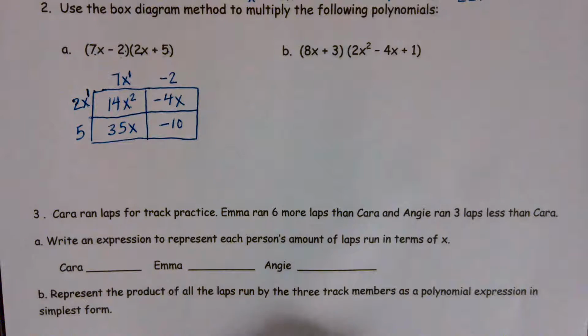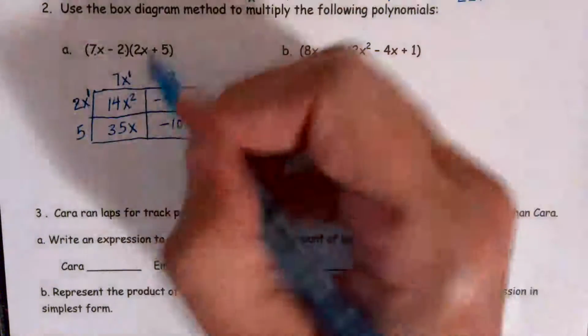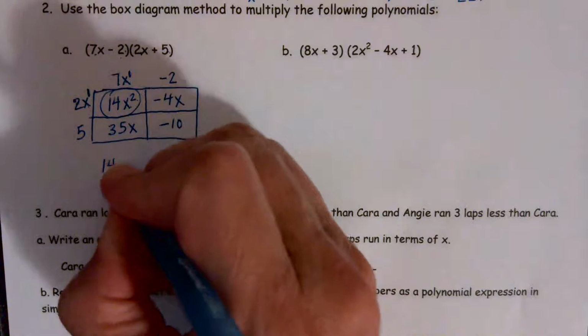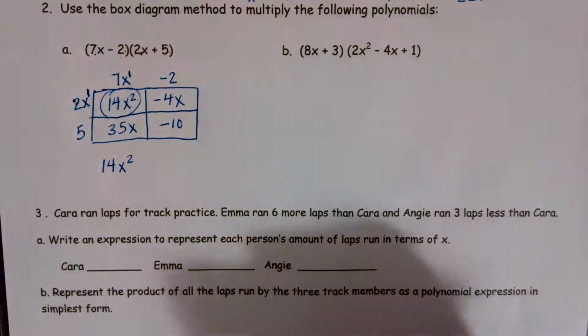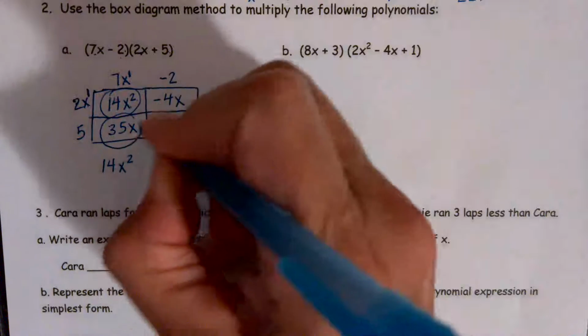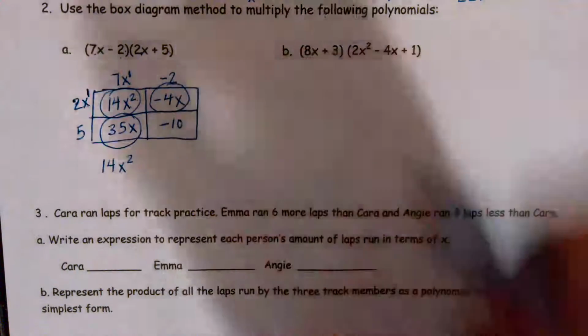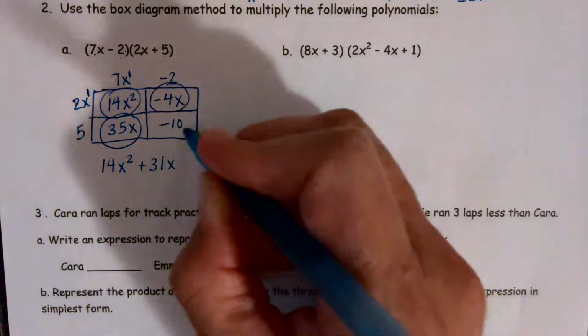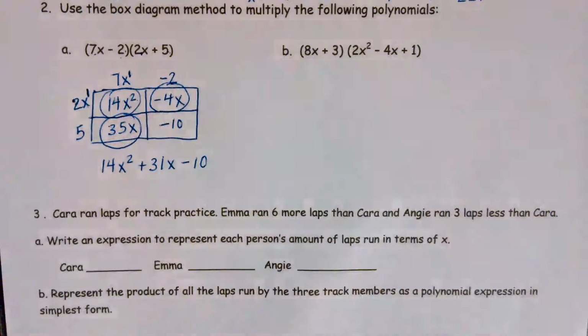And now I'm going to combine like terms. I start off with my highest exponent. That's x squared. There's no other x squares, so I write that down, 14x squared. Then I look for my x's. So I have 35x and a negative 4x. When I add that together, it's a positive 31x. And finally, negative 10 is my constant.